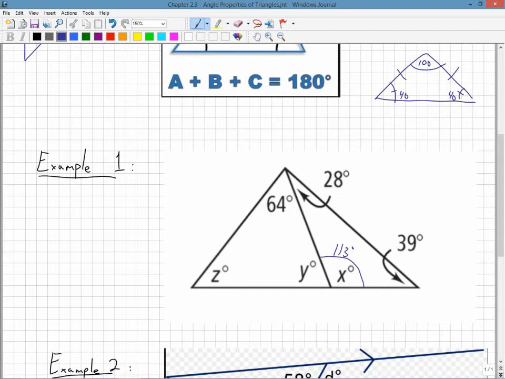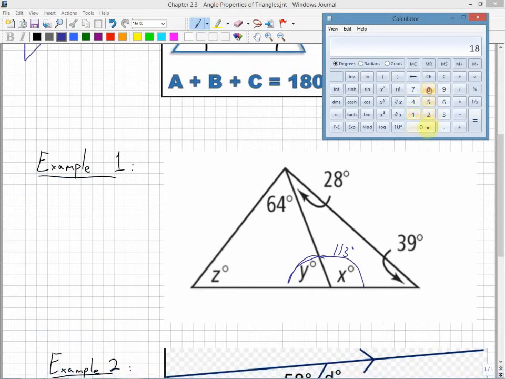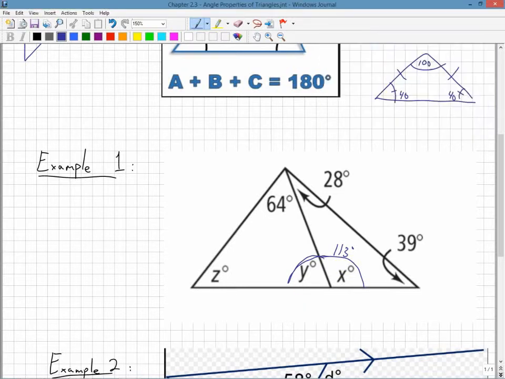Now I can use some of my other rules that I know. I know that angle X and angle Y form an entire line. So I know that they must also add up to 180. So again, I start with 180, subtract off my 113, which is the angle over here for angle X. It leaves me with 67, which is the angle for Y.